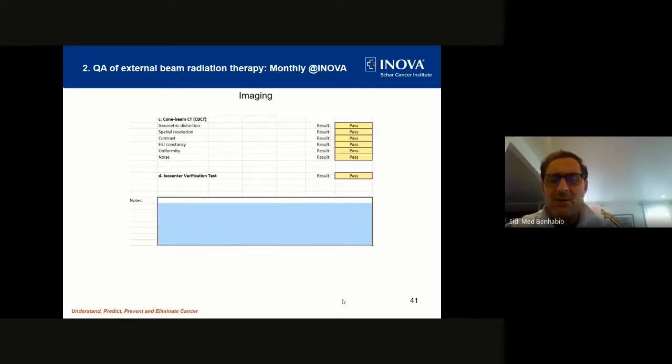The imaging, we already spoke about CBCT. CBCT is the same. The tests that we do are very similar to the kV and the MV. So we do geometric distortions, spatial resolution, contrast, and uniformity as well. Next slide.